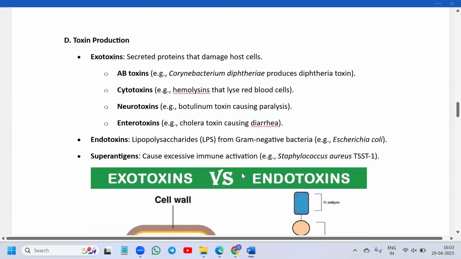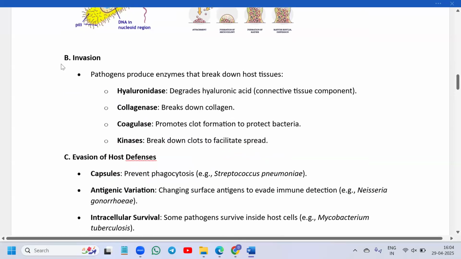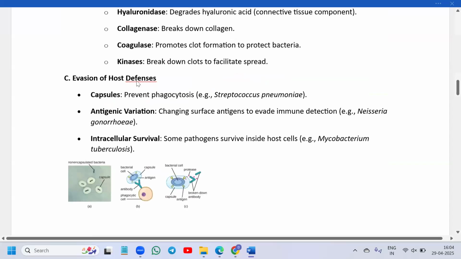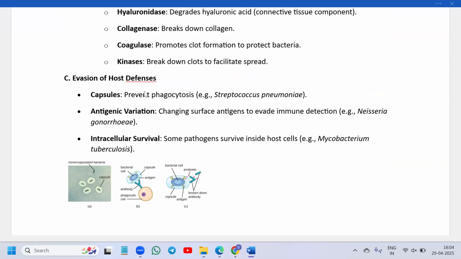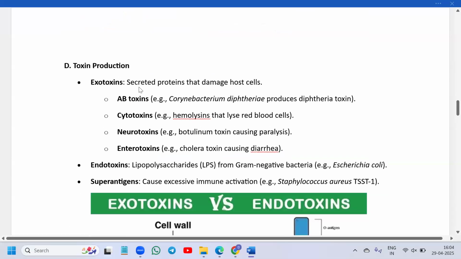Till now, what have we seen? We have seen the mechanisms. First one is adherence. It is going to attach to the host tissues. Second one is invasion. It is going to create some breaks in the host tissue so that the microbes can get inside the tissues. Next is evasion of host defenses. When the host immune system attacks, the bacteria have mechanisms to protect themselves from it. The next one is toxin production.